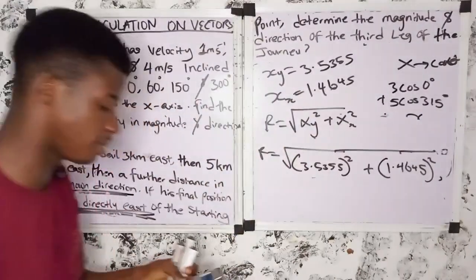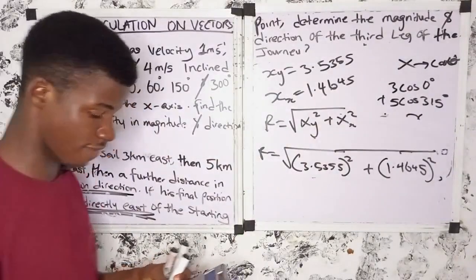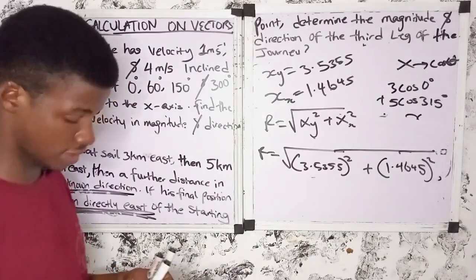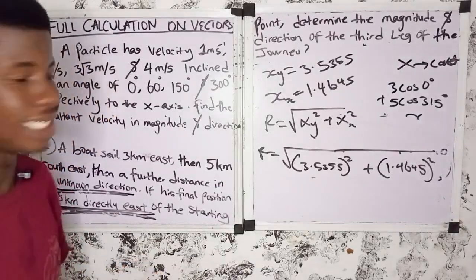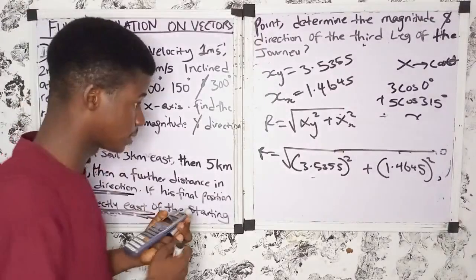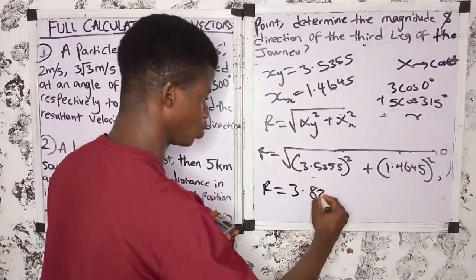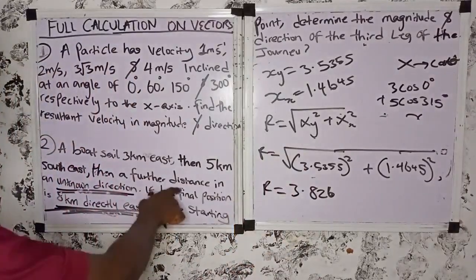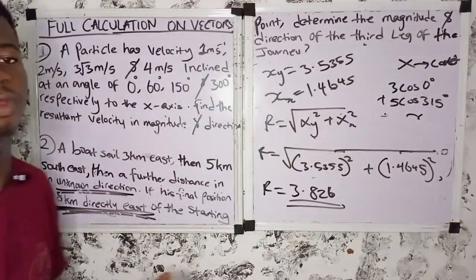Let's add everything together. Let me be fast. So bracket open 3.5355 all square, then plus bracket open 1.4645 bracket close all square. So if we add everything and take the square root, our resultant is equal to 3.826. Okay, 3.826. So this is the further distance we have been looking for.